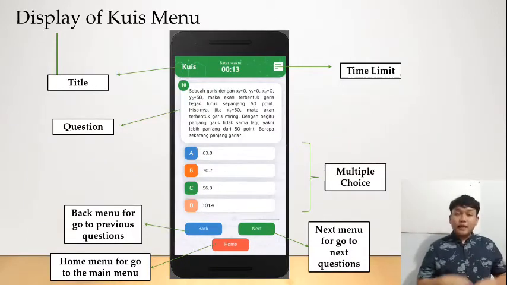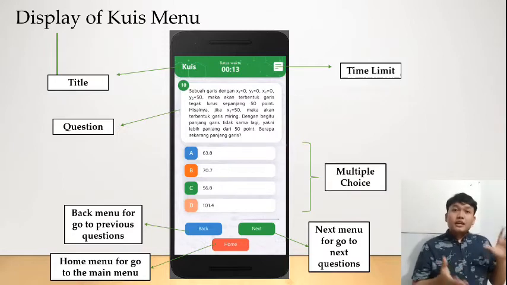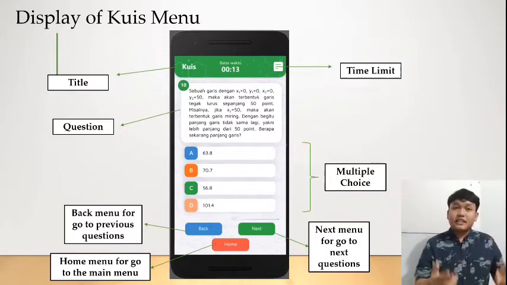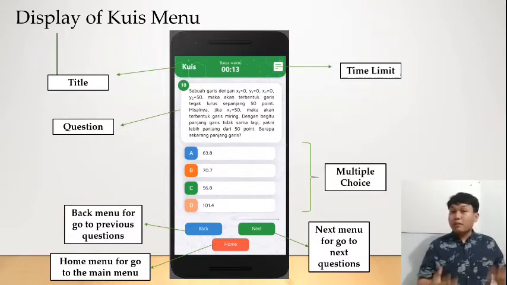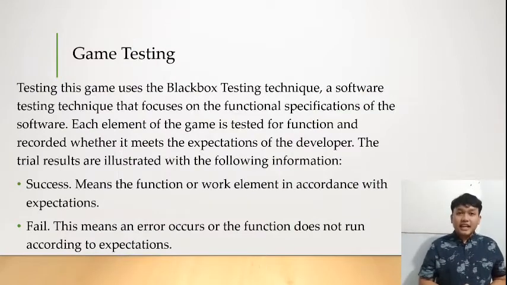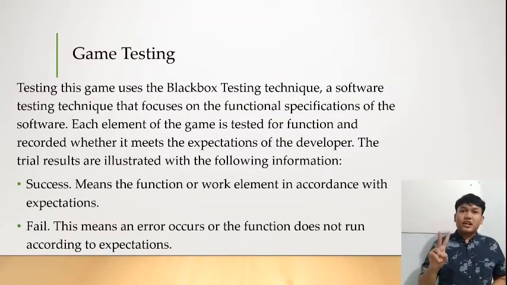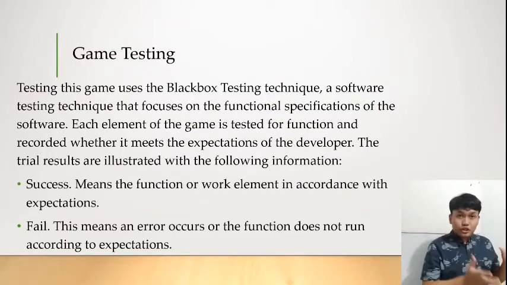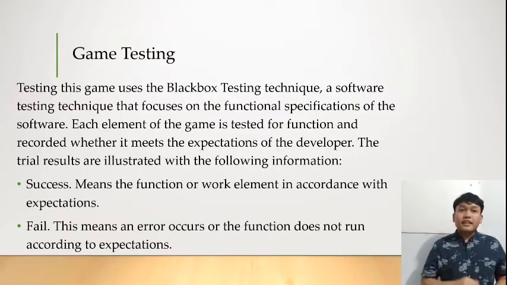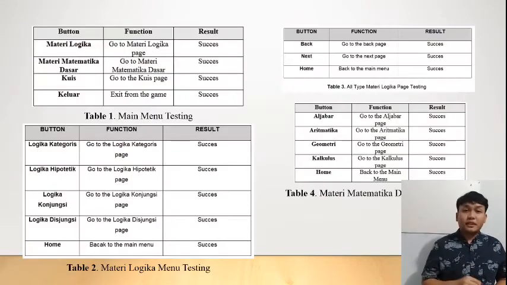And the next is the display of the quiz menu. This menu serves to test students' understanding of basic mathematics after using this application. This test is also important as a measure of how effective this application is. And the next is game testing. Game testing is done with the black box testing technique. In general, there are 2 indicators here, namely success, which means the function or work element is in accordance with expectations, and fail, which means an error occurs or the function does not run according to expectations.